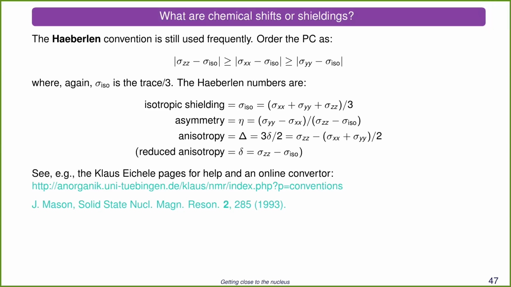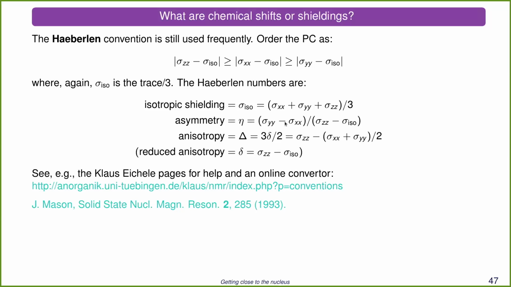Next slide is another convention, which is used still much more often nowadays than this Herzfeld-Berger. That's the Haeberlen. I don't like it so much. It's a little bit fuzzy. But there you first calculate the isotropic shielding, still in the same way. Just the trace divided by 3. And then you order your elements in this way.